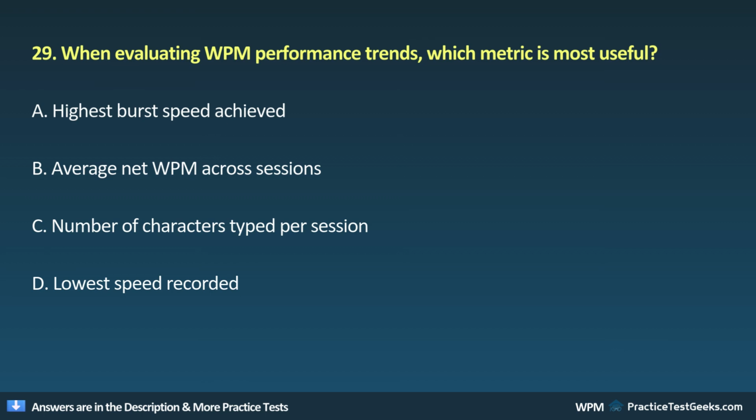29. When evaluating WPM performance trends, which metric is most useful? A. Highest burst speed achieved. B. Average net WPM across sessions. C. Number of characters typed per session. D. Lowest speed recorded.